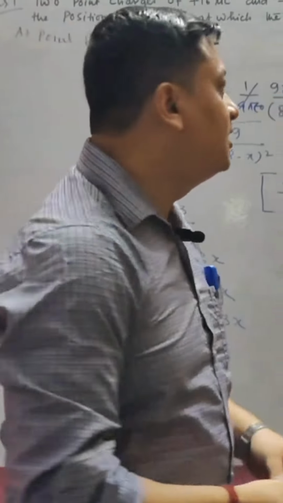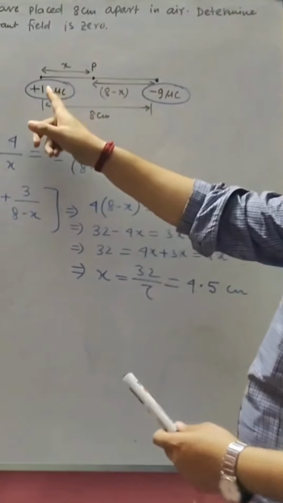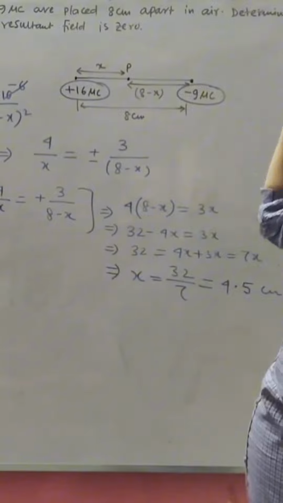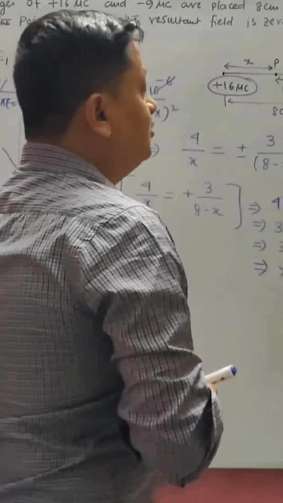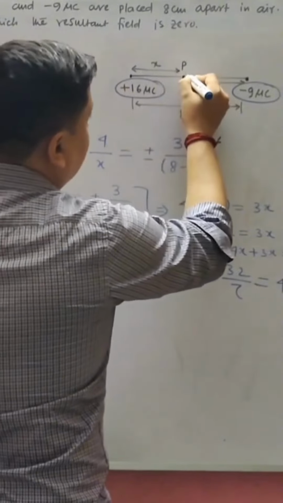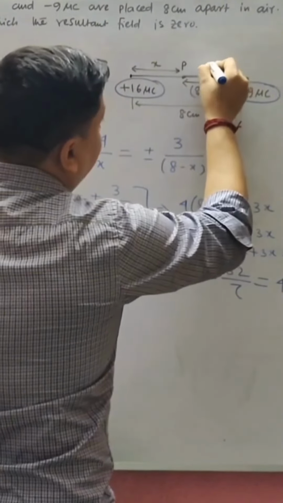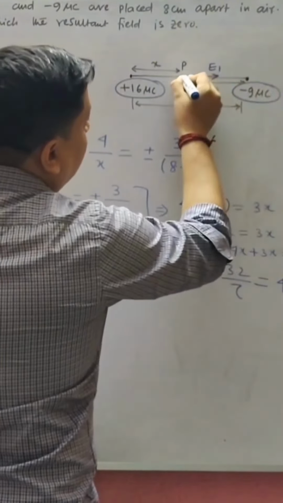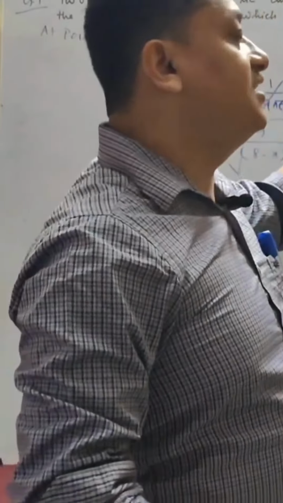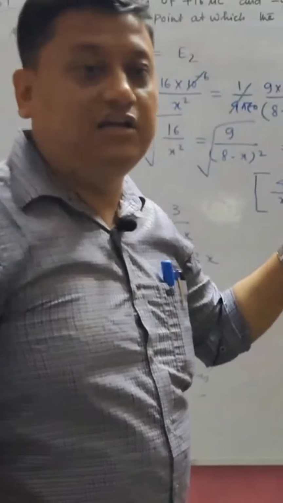Before that, one thing we discussed in the earlier classes: when two charges are of opposite polarity, you can see that this charge is plus and this is minus. It is impossible for the point to lie between the line joining them. Why? Because if this point is P here, for this plus charge, the electric field will be in this direction. For this minus charge, the electric field will be in this direction. So when the two fields are in the same direction, their resultant field will never be zero over there.